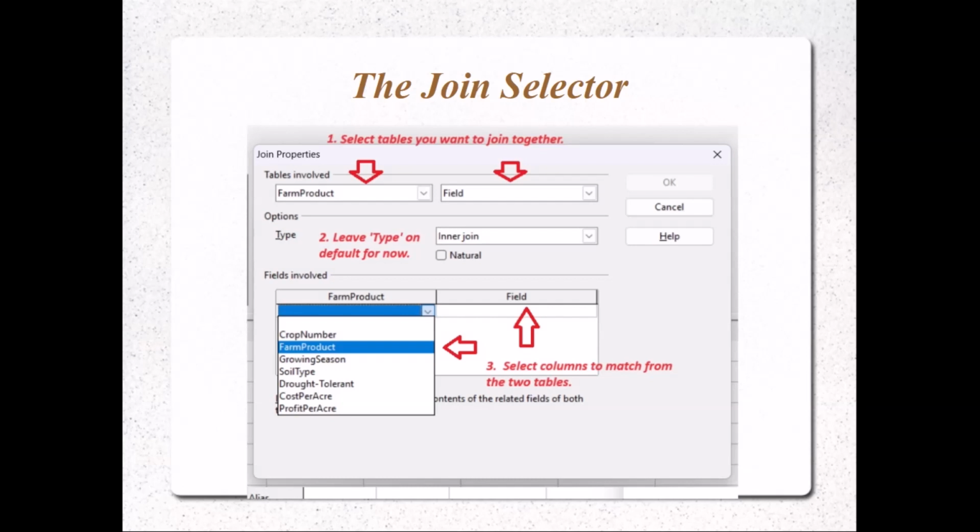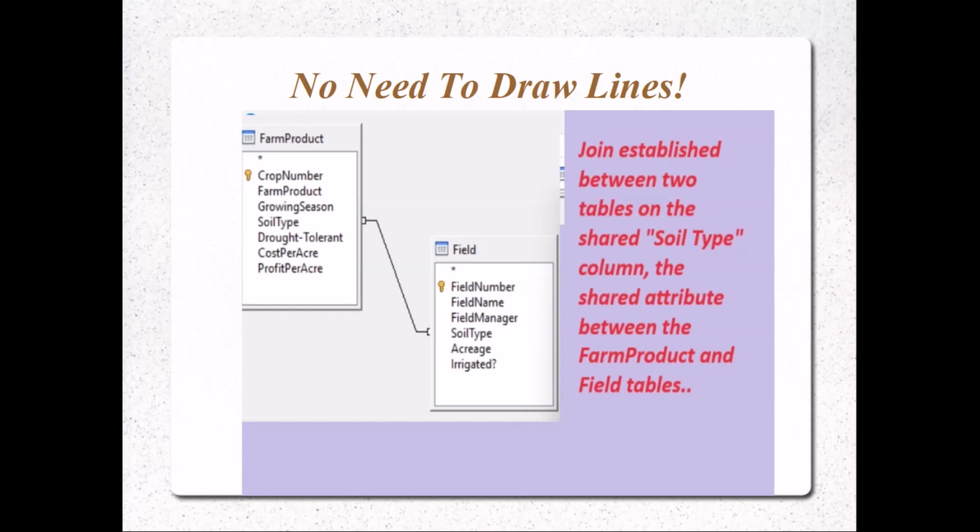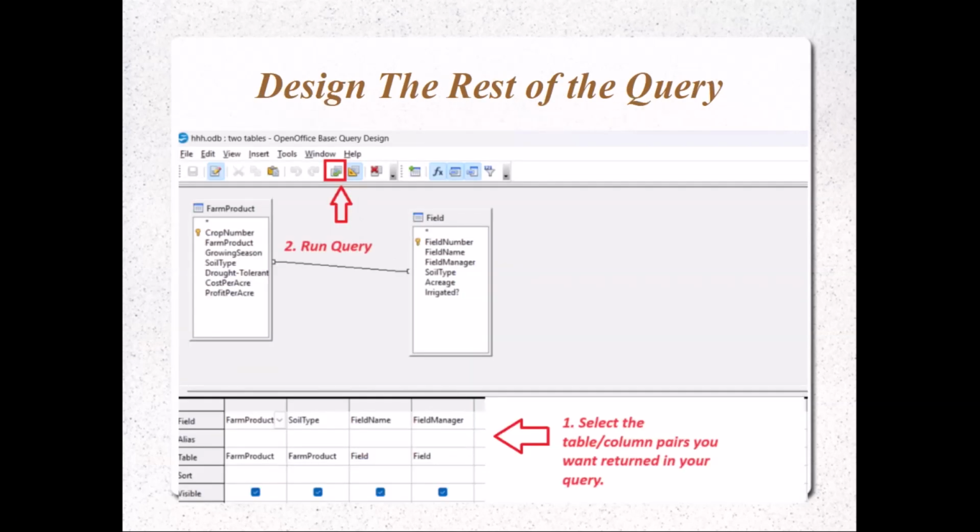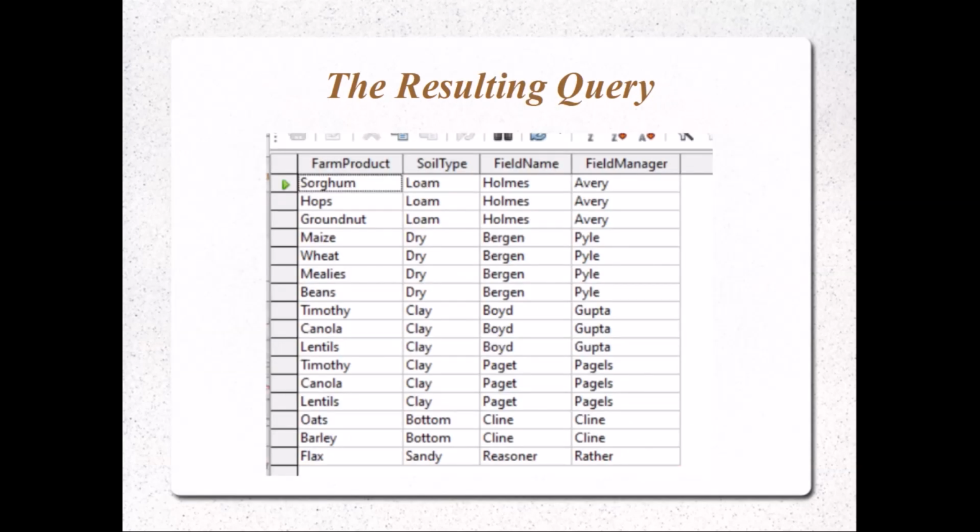So we've selected two tables up top. In this instance, they're the only two tables in the query. Farm product and field, those are the two tables. We're going to skip over the type, use the default. And then below you have choosers for the columns. The farm product table, you select one of those columns. Field table, you select one of those columns, and the two of them match. And then you get an established join, just like if you drew a line. Then you design the rest of the query and run it, and you get a resulting query.